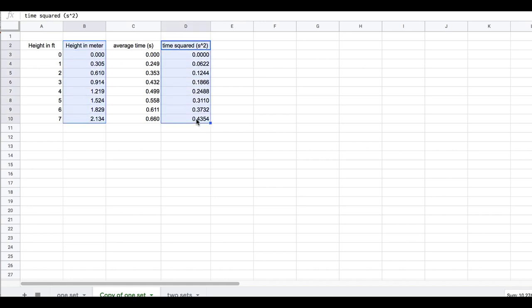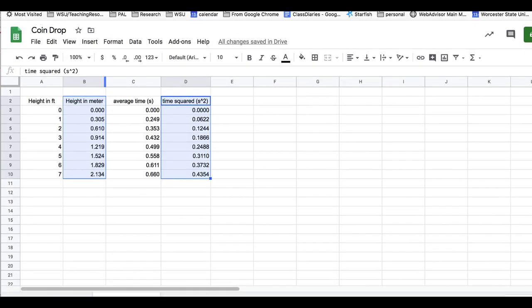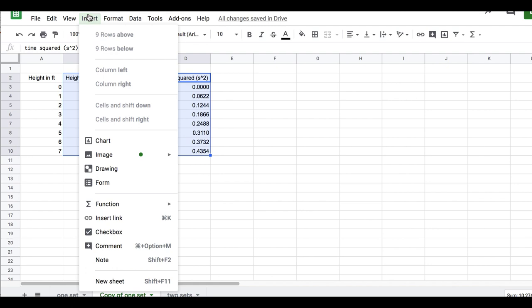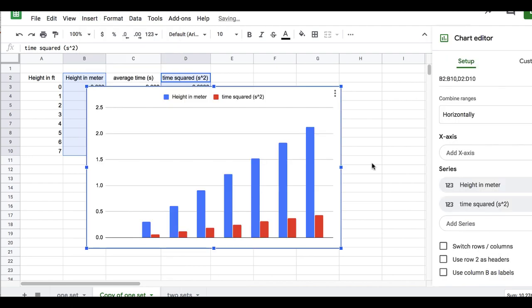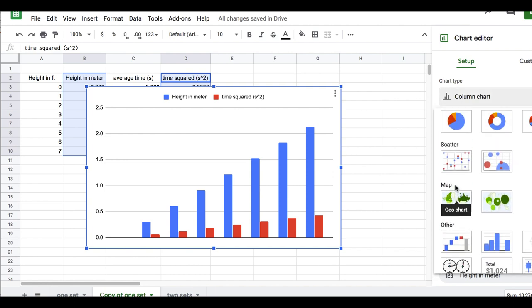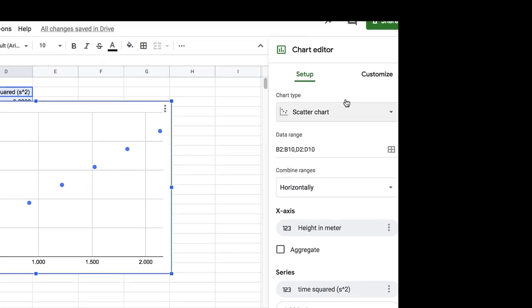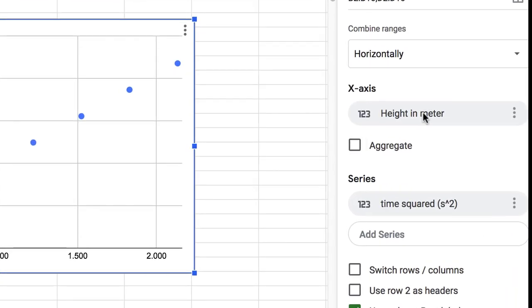I have the height and the time square value from my previous spreadsheet, and I'm going to insert my plot here. It's easy to do that. Go to insert menu, chart, and it is basically a simple arrangement here. In the setup, I would set it as a scatter plot. You can see that. And once I have that, this is the y versus x kind of curve here. And I can easily fit this equation. The y-axis should be the height. The x-axis should be the time squared.